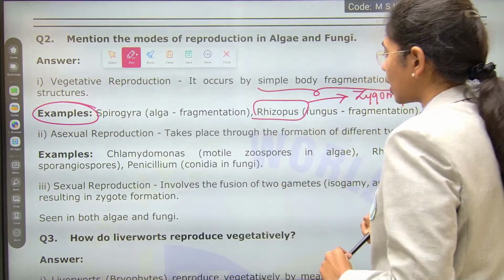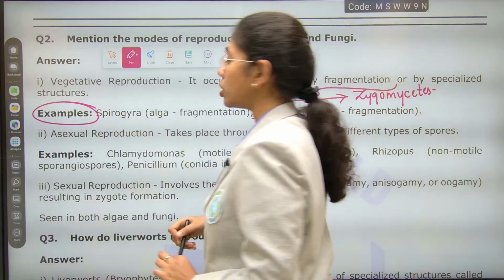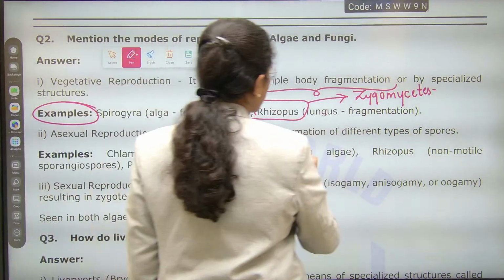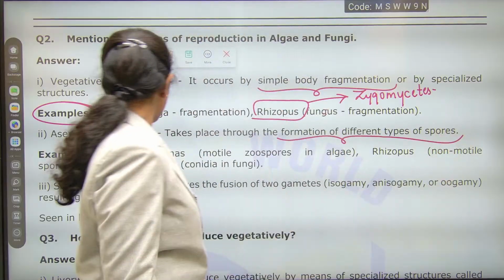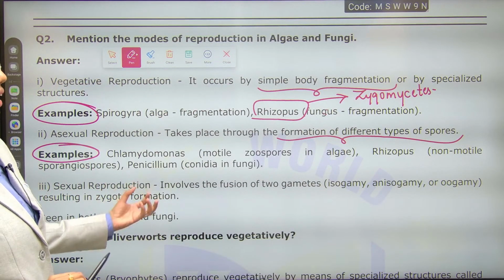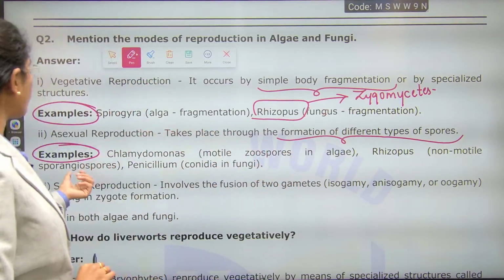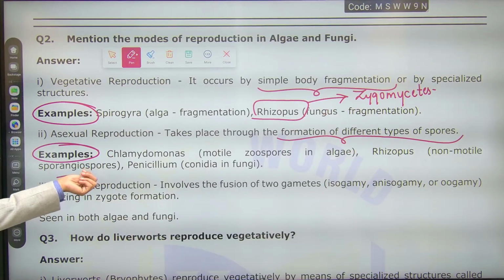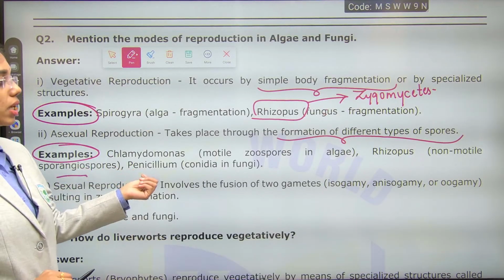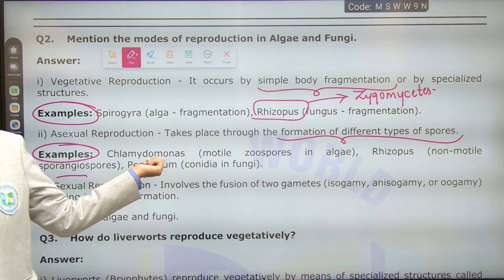Zygomycetes class of fungus. This is also by what? Fragmentation. Asexual reproduction takes place through formation of different types of spores. Examples here you see, Chlamydomonas, where motile zoospores are present in algae. Rhizopus, non-motile sporangiospores are present for asexual reproduction. Penicillium, where conidia is the asexual spore.